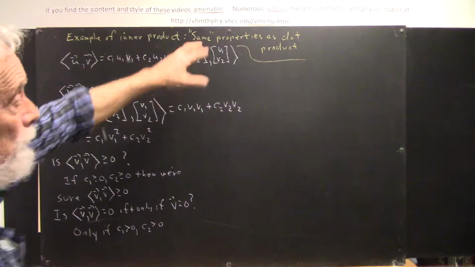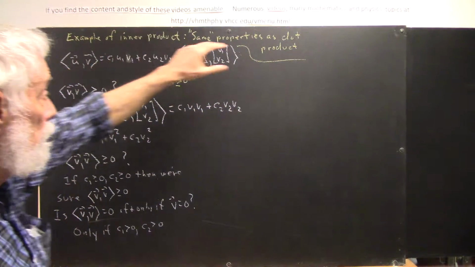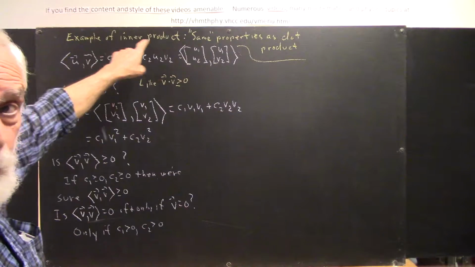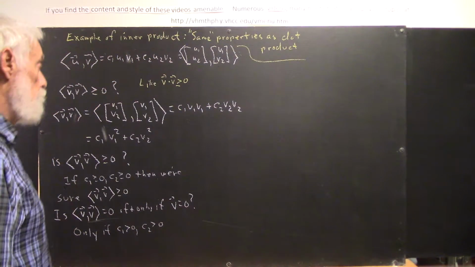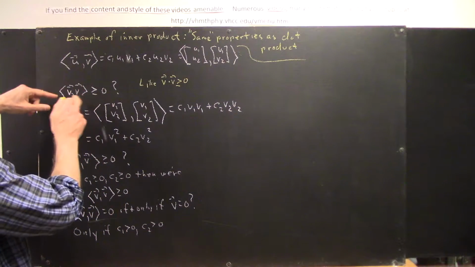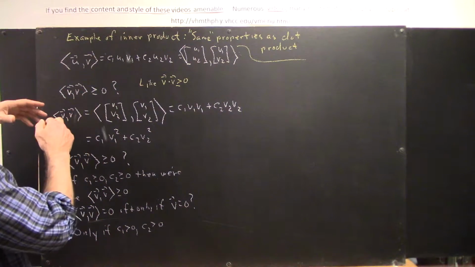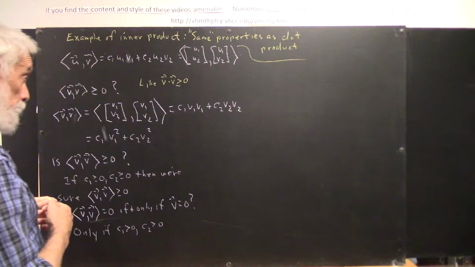If this operation has the same properties as a dot product, we call it an inner product. Well, the first property we'll look at is, does the inner product of v and v give us something that's never negative? It's got to be greater than or equal to 0.